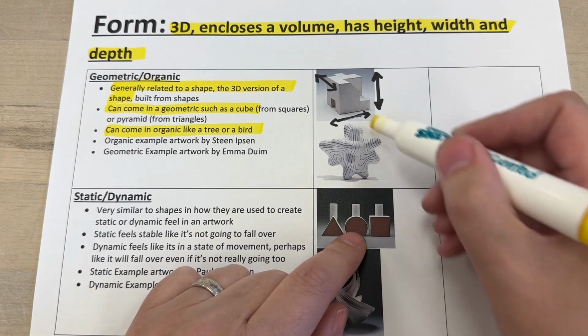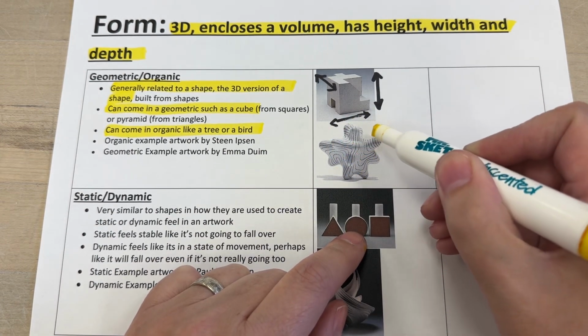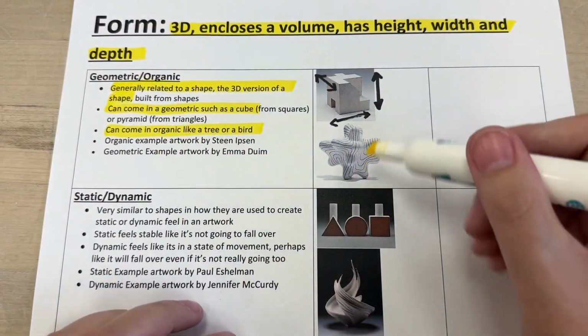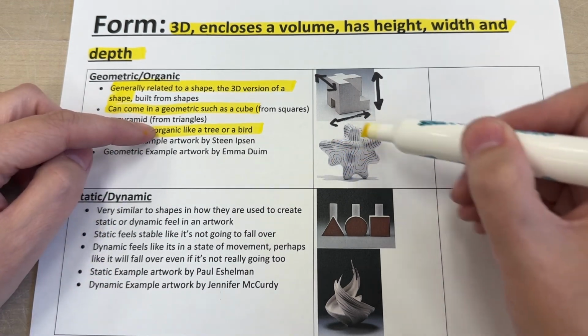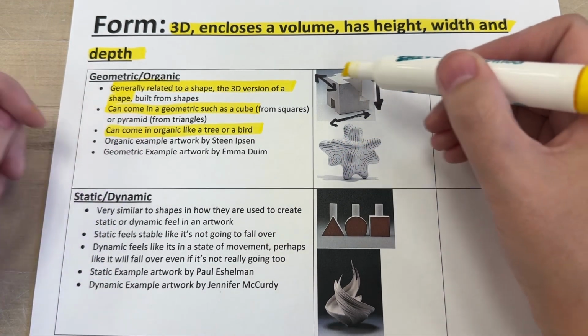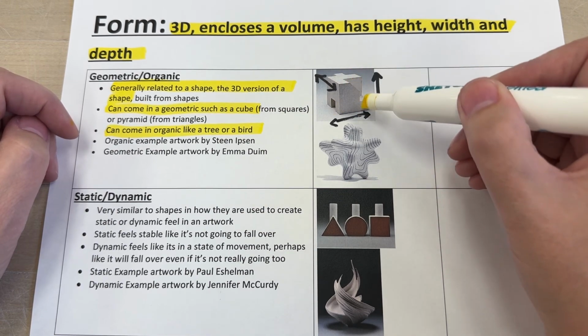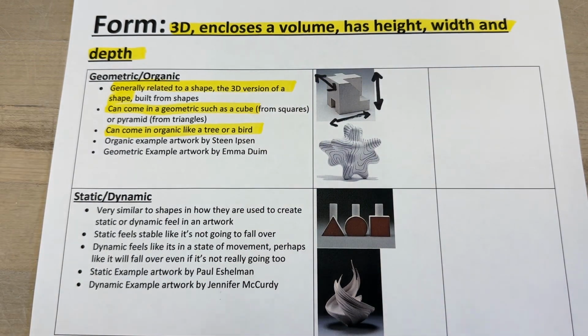So this one right here, where it's got this amoeba looking edge and in all directions kind of pulls out, this artwork right here would be an organic ceramic sculpture. And then this one right here that is very blocky and very clearly you can see the edges well defined, that one would be geometric.